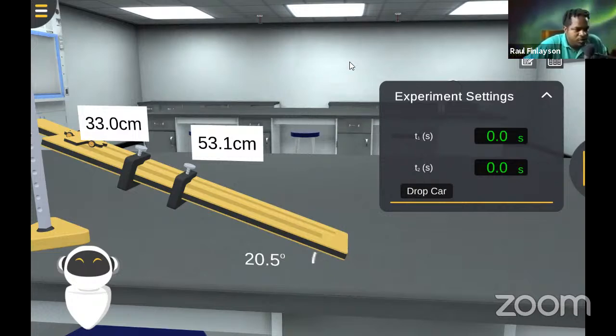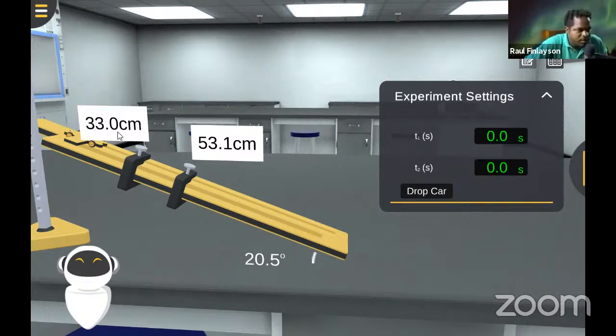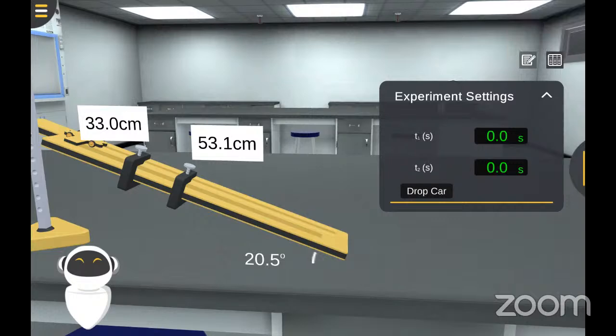All right. So anyway, this is 20 centimeters here, and it's gonna pass at 33 and at 53. So in the table, you'll write that distance down as 20.1. But it's gonna be in meters, by the way. So remember, you should know how to convert from centimeters to meters.